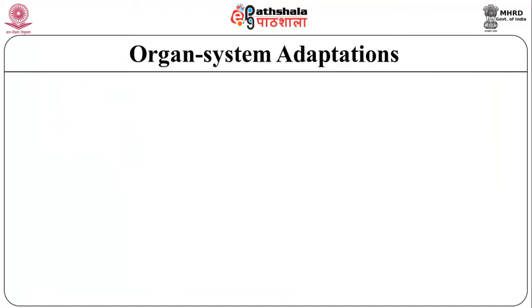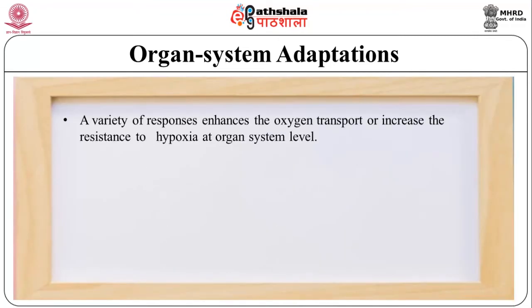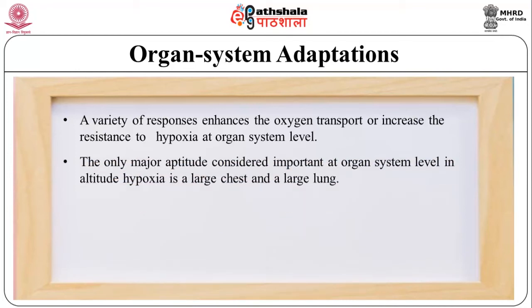Now, another aspect is organ system adaptation. A variety of responses enhance the oxygen transport or increase the resistance to hypoxia at the organ system level. The only major aptitude considered important at the organ system level in altitude hypoxia is a large chest and a large lung.